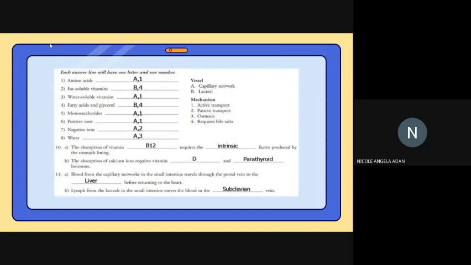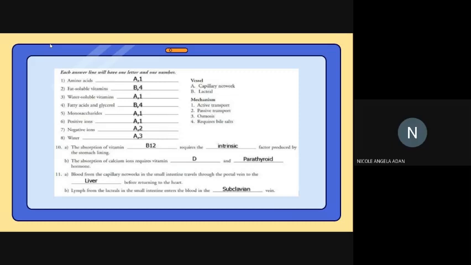For 9, number 1, amino acids, our answer is 1, active transport. For 9, number 2, fat-soluble vitamins, our answer is number 4. For 9, number 3, water-soluble vitamins, our answer is number 2, passive transport. For 9, number 4, fatty acids and glycerol, our answer is number 1, active transport.